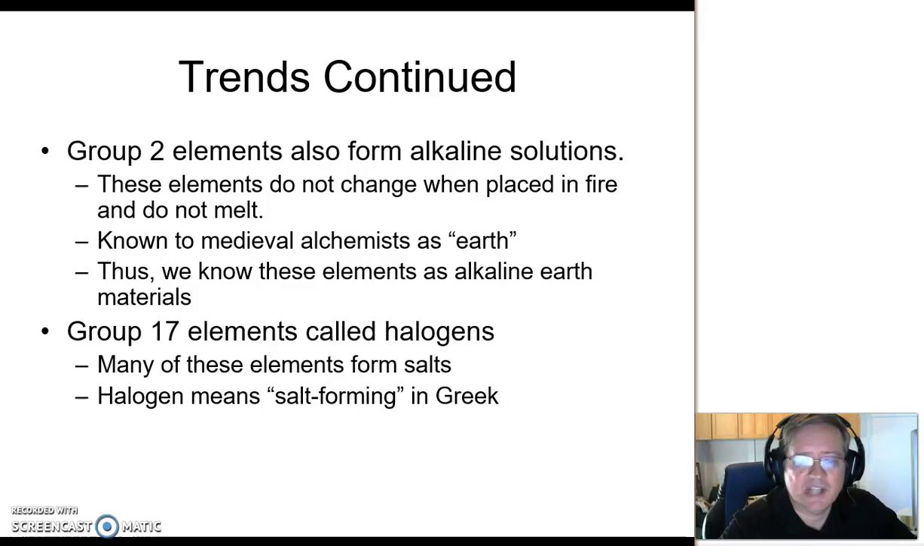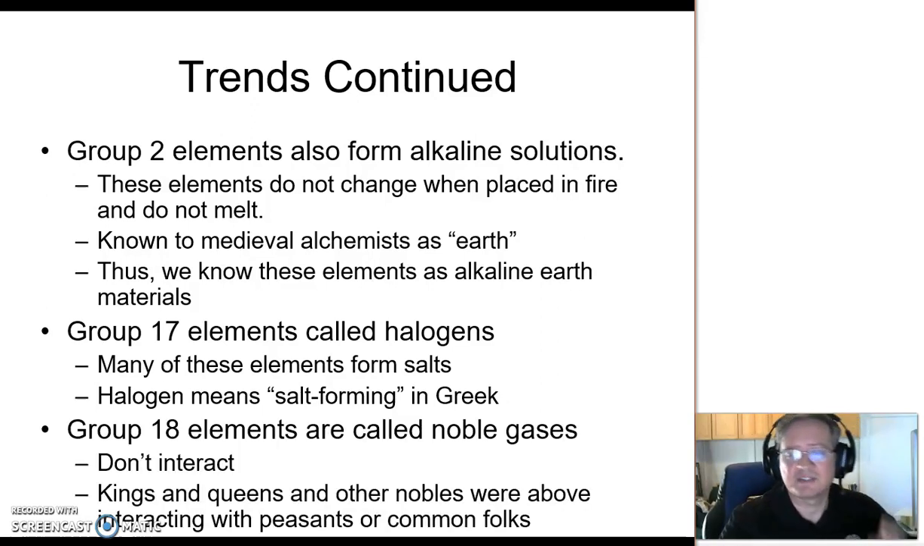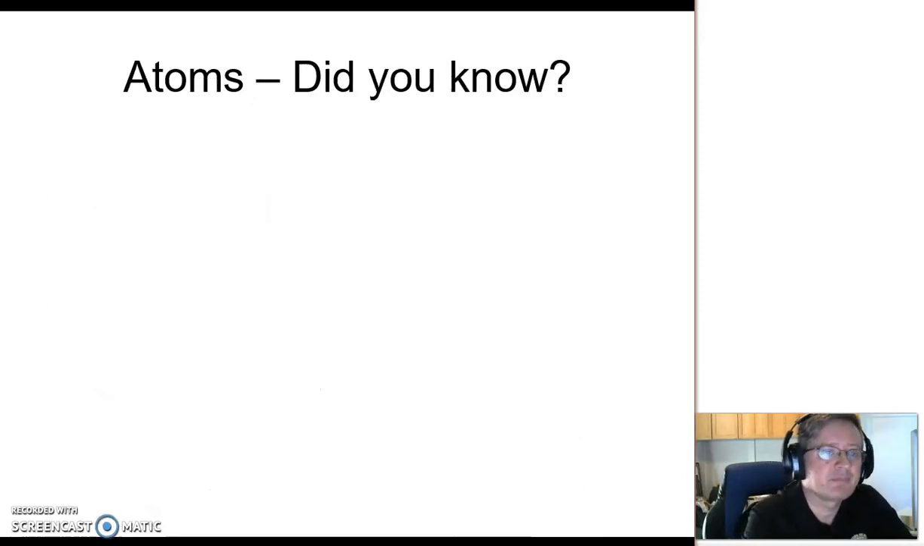Group 17 were known as the halogens. This comes from the Greek word meaning salt forming. Many of these elements form salts. And then group 18 were the noble gases. They don't interact. So if you think of the nobles, the kings, the queens, they were above everyone else, so they never interacted with peasants or common folks or anything like that.